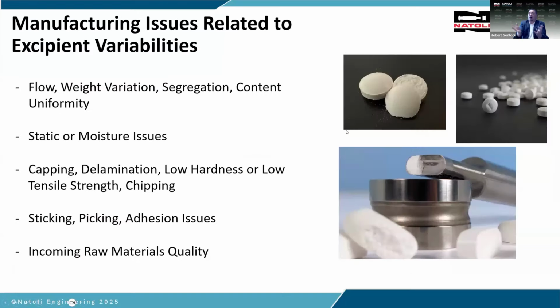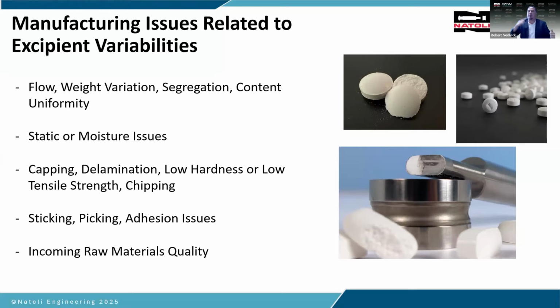So what we want to talk about is manufacturing issues related to excipient variabilities and how tablet design can impact this and help you in these issues. So some of the common issues that you're probably familiar with are flow issues. When you've got powder flow issues on an encapsulator or a tablet press, you're going to have lots of other issues. So when you've got the sticking, capping, hardness issues, and so on, I always like to determine, do you have a flow issue first?